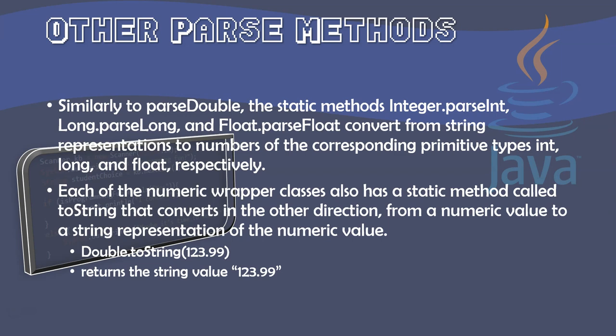Now, each of the numeric wrapper classes also has a static method called toString, which converts in the other direction. So if I want to take a numeric value and put it into a string representation, I could do that. For example, if I say Double.toString(123.99), I would get the string value "123.99".